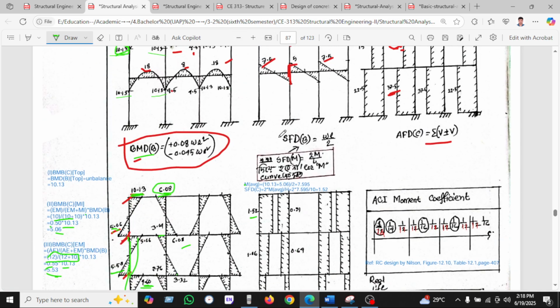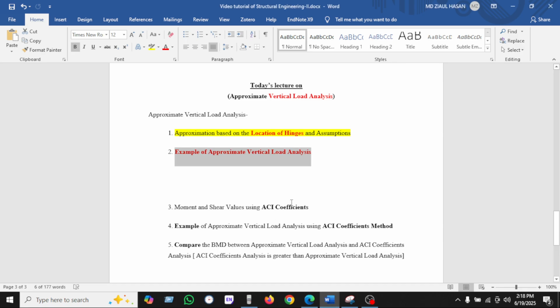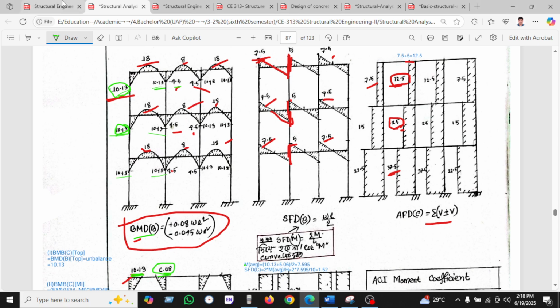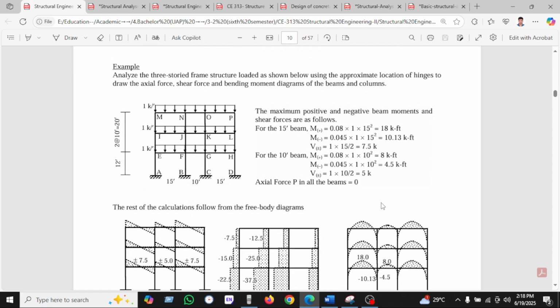Okay, this is the main purpose of this lecture. Now we can see the moment and shear using ACI coefficients. This is the extra lecture. If we go here, we can see the positive moment, which is shown here as discontinuous, as we have already shown.